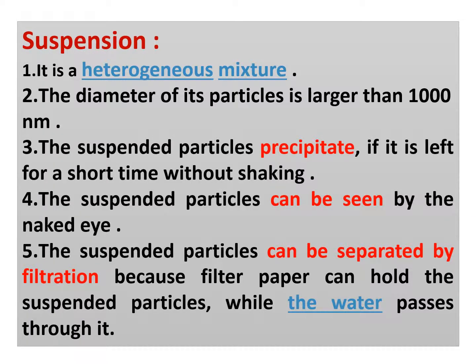A suspension, as we read earlier, is a heterogeneous mixture. The diameter of its particles is larger than 1000 nm. The suspended particles precipitate if it is left for a short time without shaking, that is, they settle down. The suspended particles can be seen by the naked eye. The suspended particles can be separated by filtration because filter paper can hold the suspended particles while the water passes through it.